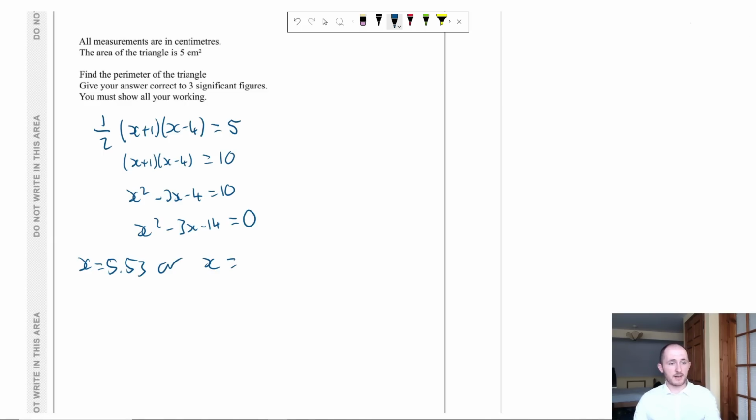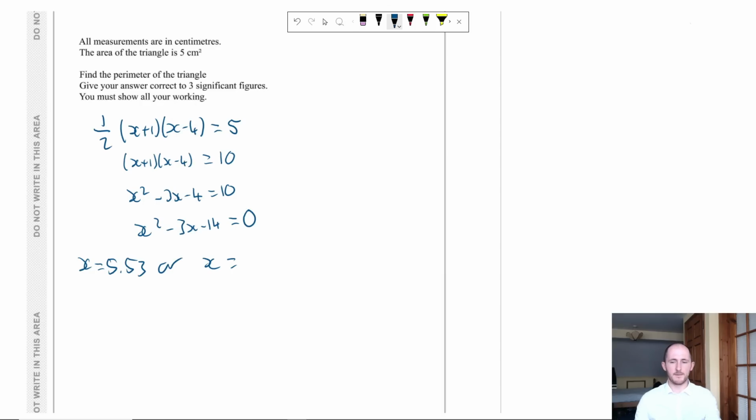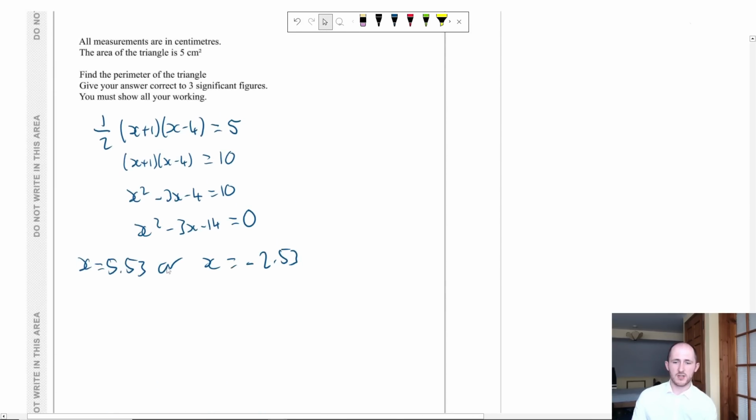And we need to do the minus version in order to get the other value. And we get minus 2.53. So how do we know which one to choose? Well, if we look at what x is, it's the length of a side, right? So it can't be negative. So we're going to put a line through that. This is the value we're going to choose.